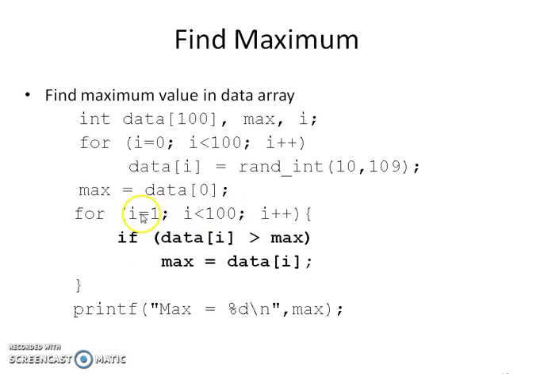That means the first element I had already assigned as maximum. If any element is greater than that element, I am going to assign it as the maximum, that is, inside this if, max equals data of I. Then at last, outside this loop, I print the maximum.